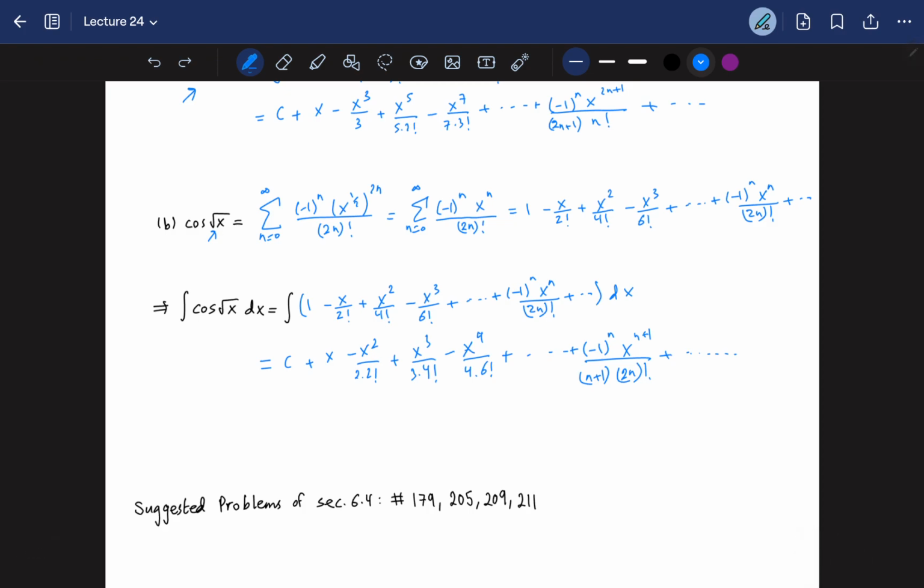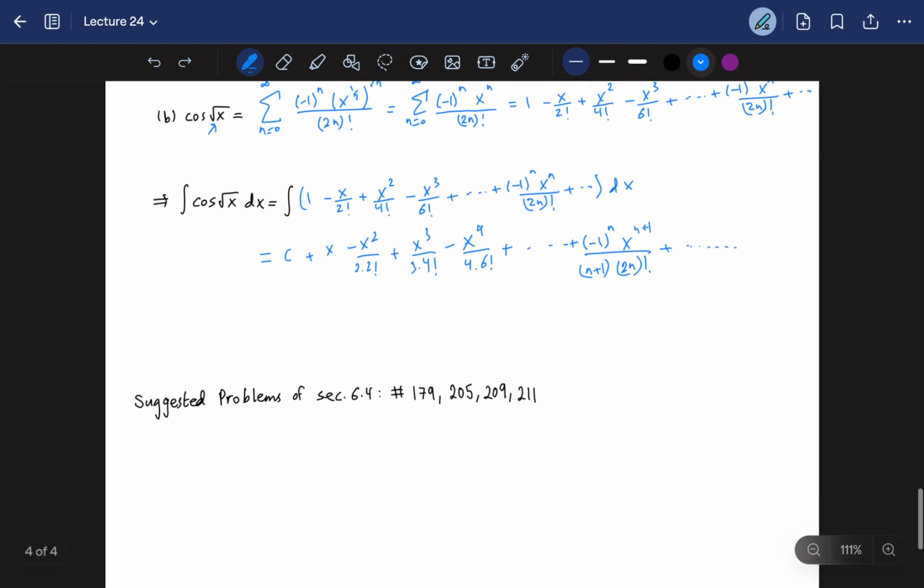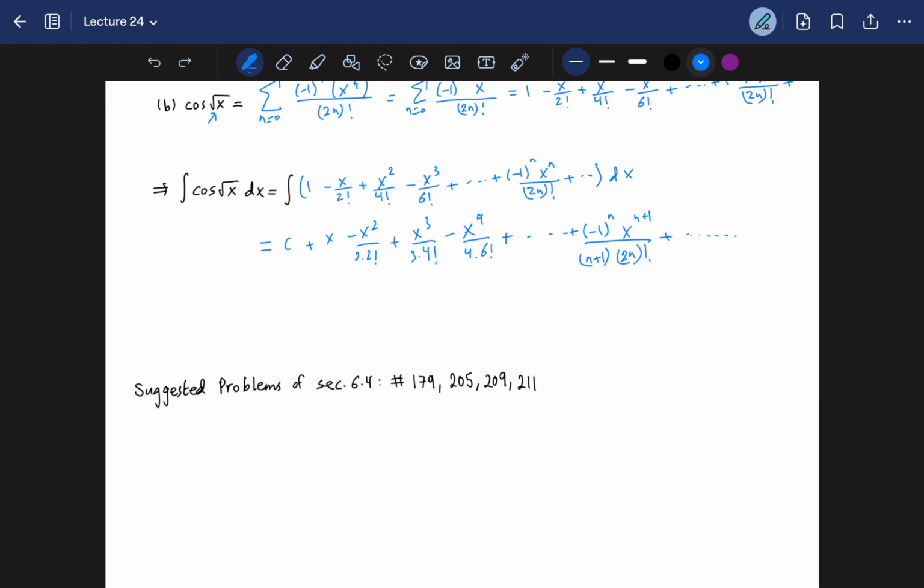So this is how you use power series to integrate something that's not easy to integrate using the normal methods that we've learned. So that would be it for chapter 6. If you have any questions, please let me know. And these are some practice problems that you can work on. And best of luck.